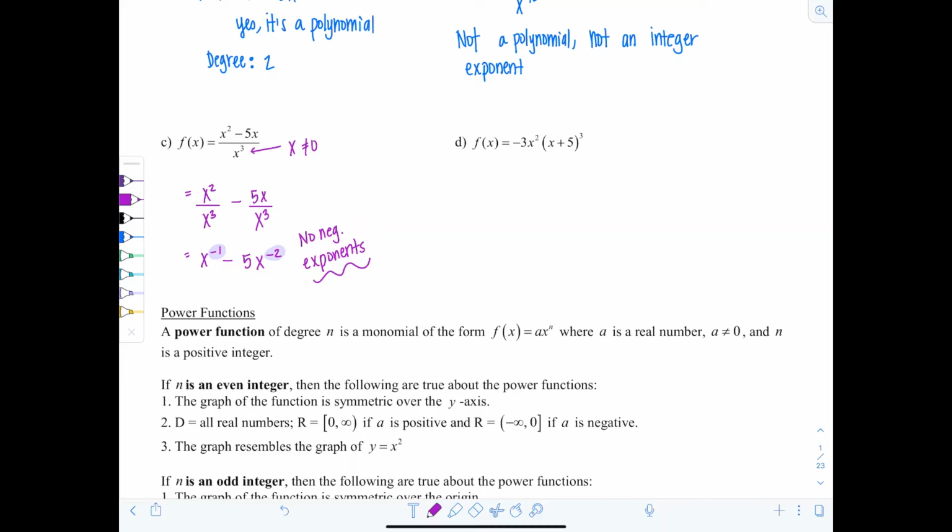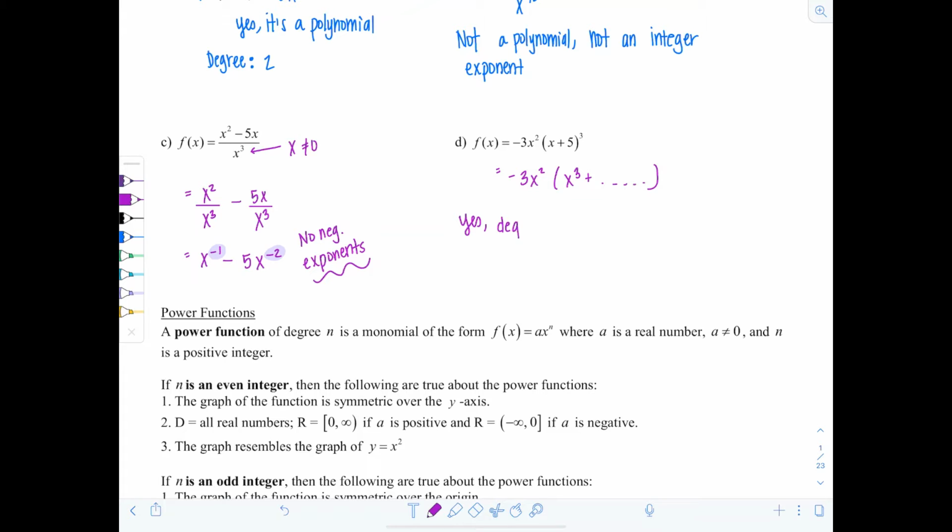All right, last one. F of x equals negative 3x squared times x plus 5 cubed. All right, it looks good to me so far. I don't see any problems with the exponents. I don't see any fractions, no negative exponents. Now let's imagine if we were to multiply it out, because we would have negative 3x squared and then x plus 5 cubed. You don't have to actually cube it. But you know that if you did, you would have x cubed plus blah, blah, blah, a bunch of other terms. Okay, so it looks like it's going to be a polynomial.